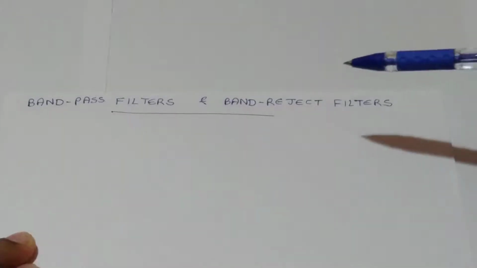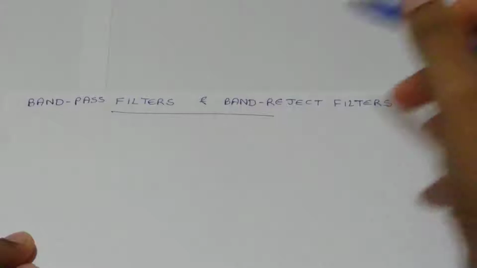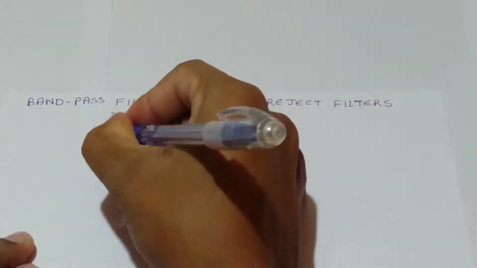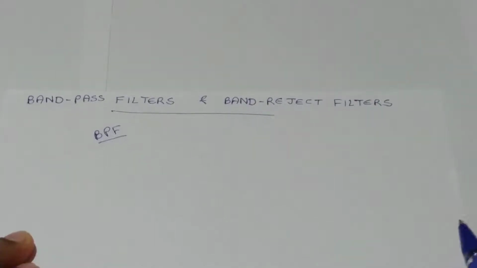Today we are going to study band pass filters and band reject filters. Let's first consider the case of the band pass filter. A band pass filter passes a particular band of frequencies and attenuates all other frequencies outside that band.